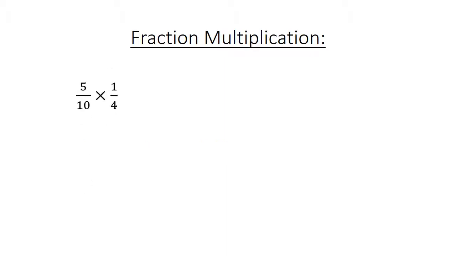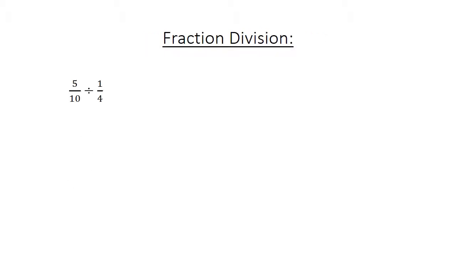Fraction multiplication, 5 over 10 times 1 over 4 equals 5 over 40 equals, we simplify, 1 over 8. Fraction division, 5 over 10 divided by 1 over 4 equals 5 over 10 times 4 over 1 equals 20 over 10. We simplify, equals 2.